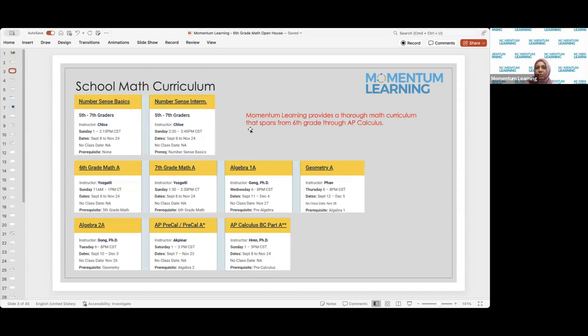And we have this school math curriculum. When you visit the Momentum Learning website, you can see the school math curriculum. There are several courses, from number science to AP Calculus, and there is also information about each one. If you look, you can understand better and more deeply. You can see everything for the curriculum, dates, and the others.